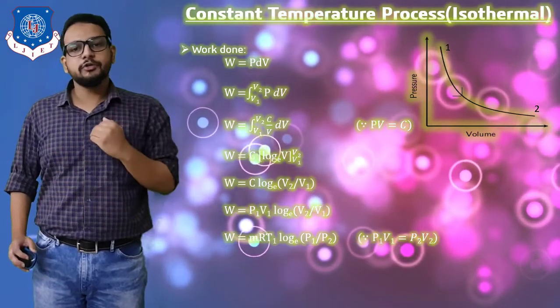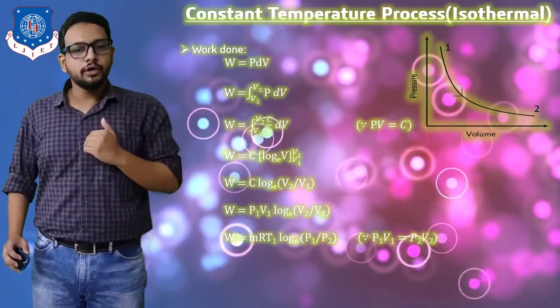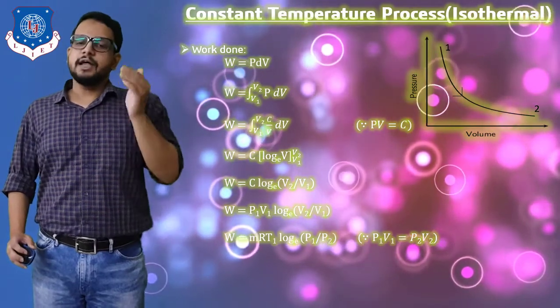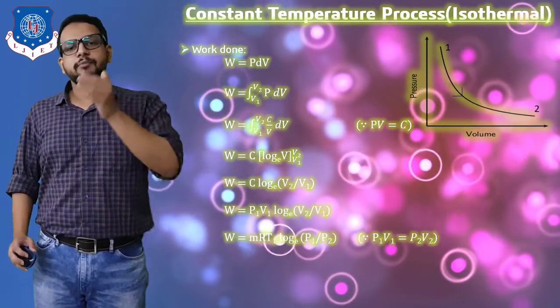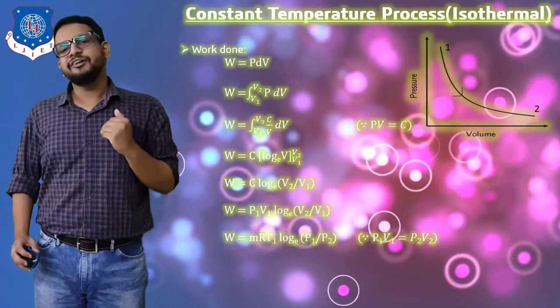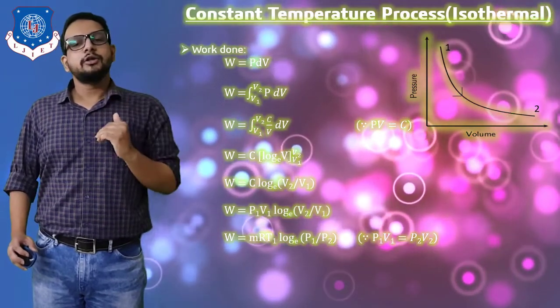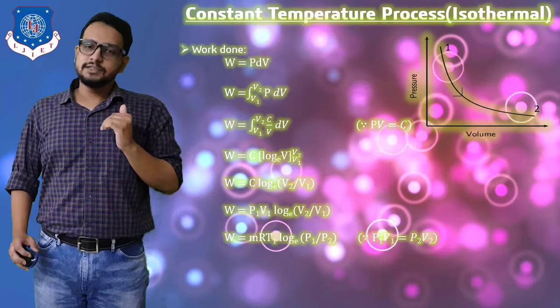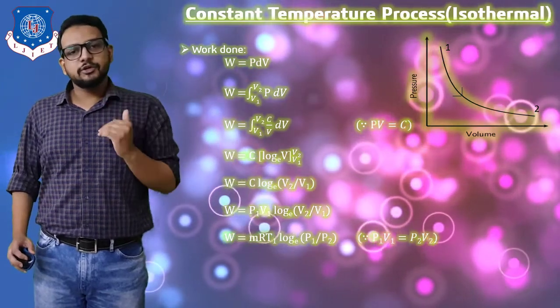How? We know our equation P1 V1 is equal to P2 V2. From this equation we can say that V2 by V1 is equal to P1 by P2. So our final equation can be written as mRT1 log P1 by P2 to the base e. So this is an expression to determine work done.